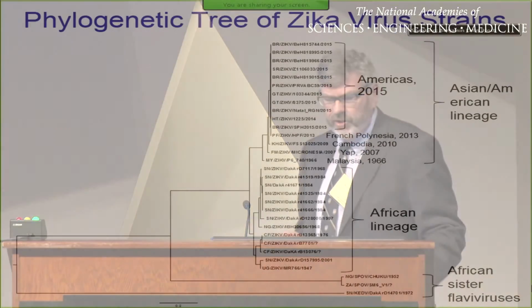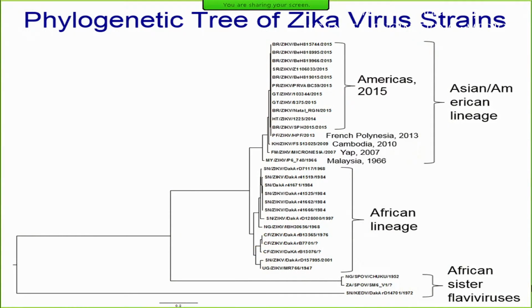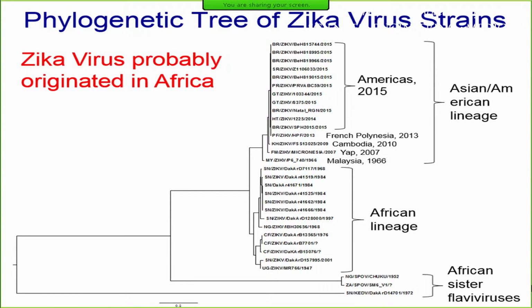So this is a phylogenetic tree, the most recent genomic strains of Zika virus available through GenBank and our own work in Galveston. And you can see that there are two main lineages of Zika virus, one found in Asia and recently in the Americas, and then a second one appears to be restricted to Africa here. And here are some of the recent strains from Asia and the South Pacific, and then the American strains up here. I want to point out the main finding that, first of all, the closest relatives in the flavivirus genus are African sister viruses of Zika, suggesting that Zika probably did originate in Africa.